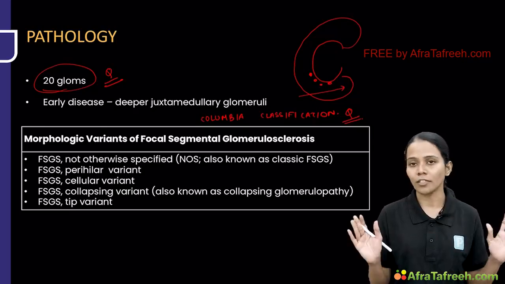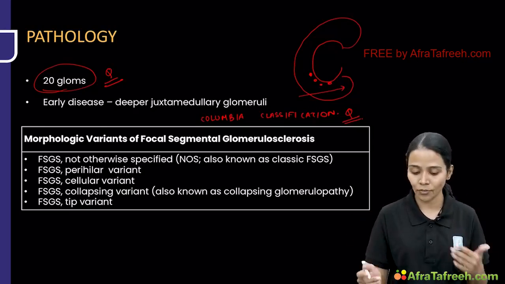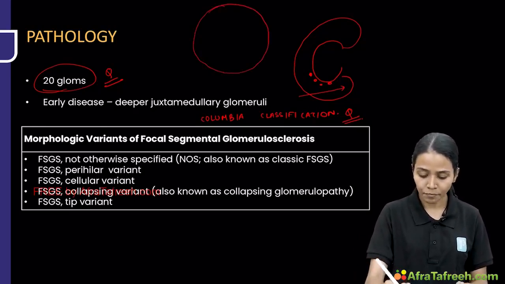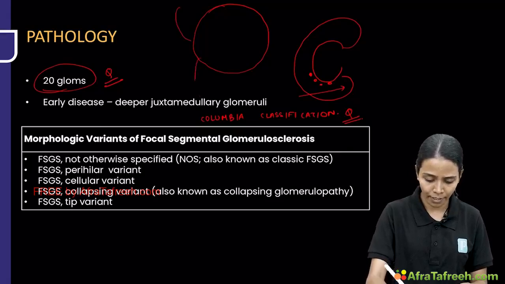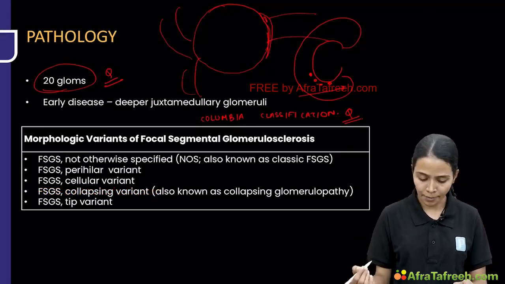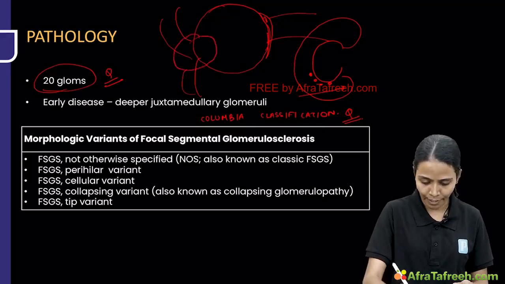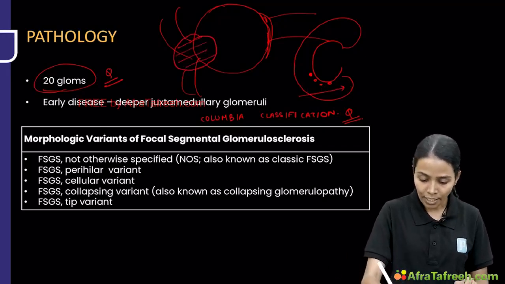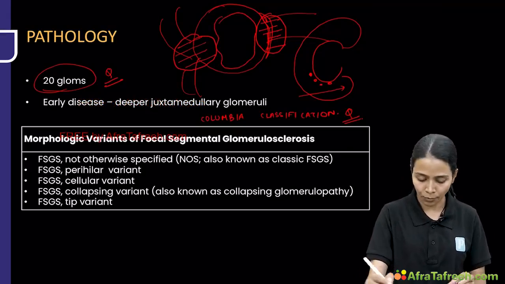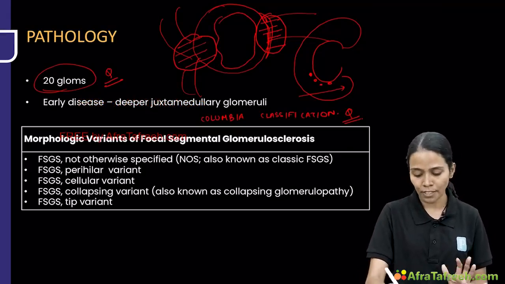First is not otherwise specified, that is, if it does not fall into any of these categories, it becomes not otherwise specified. If this is a glomerulus, we know that here will be the hilum and here will be the tip, where the tubule is there. So one variant can be perihilar, that is if the perihilar region is involved. The other can be the tip lesion, that is if the tubular pole is involved. Another one is cellular, where the endothelium and the mesangium inside are involved. The other variant is collapsing, when all these collapse.